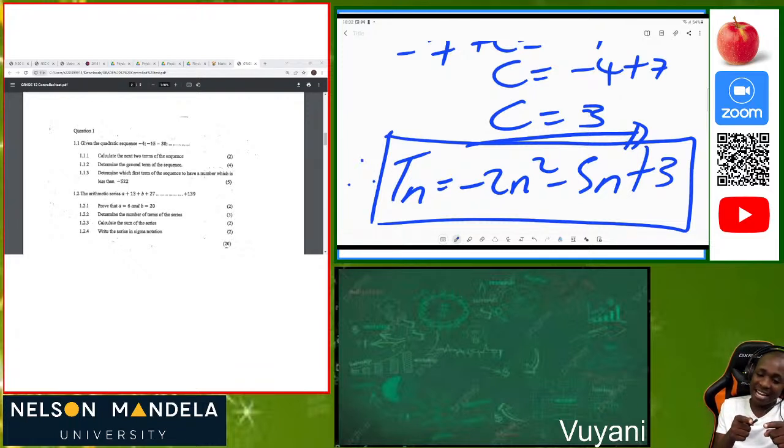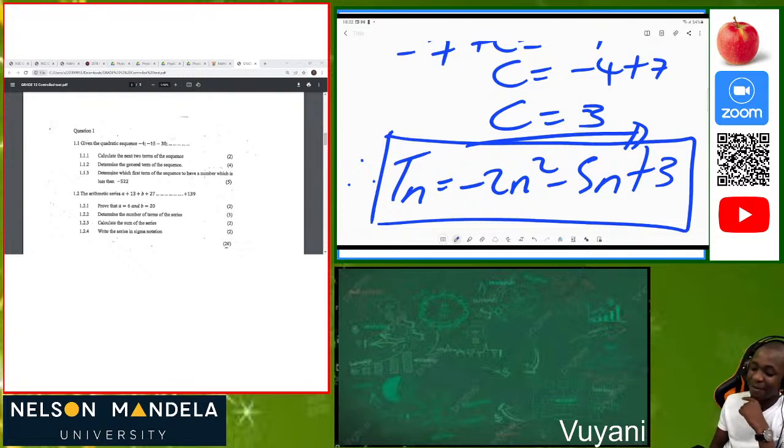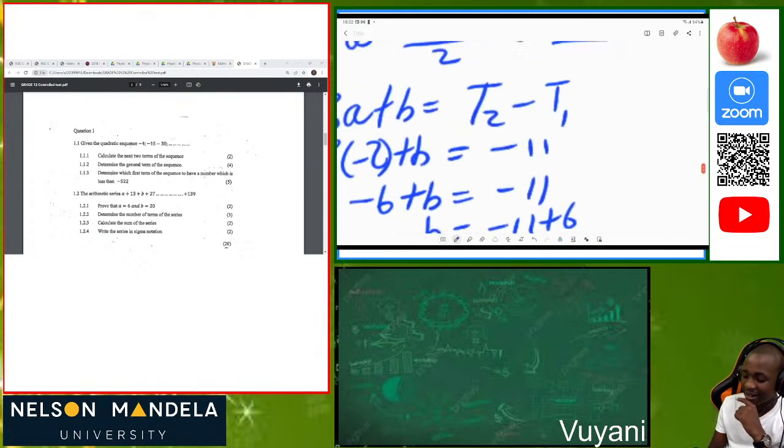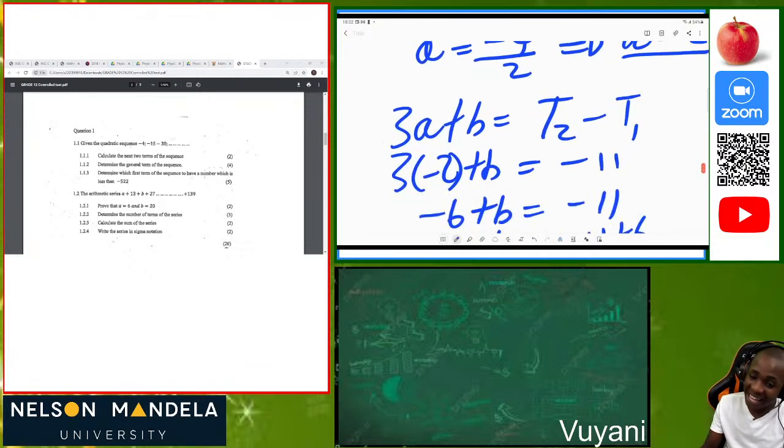Next, you must be able to determine the value of a, the value of b, and the value of c. So we did that, and we were able to determine the value of a by saying 2a is equal to the constant second difference. Then we used our a in substitution so that you can find the value of b by saying 3a plus b is equal to t2 minus t1.